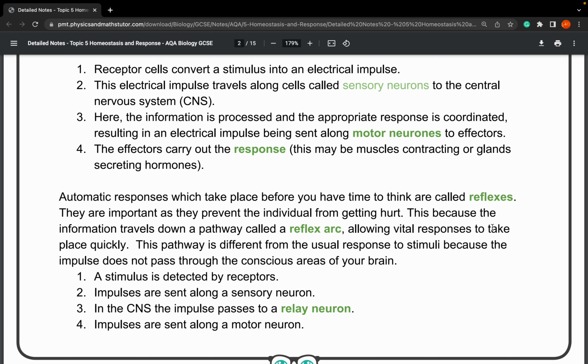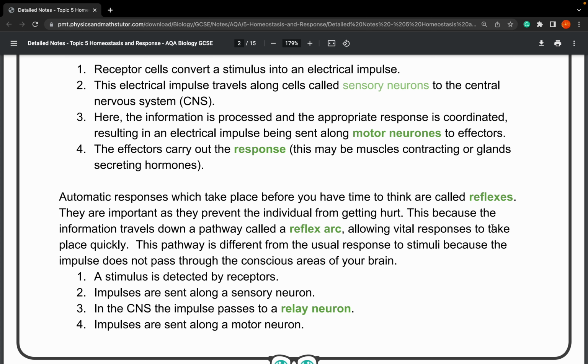Say for example, if your eye sees a danger stimulus like the presence of an insect, the presence of a tiger, then it is taken by the optic neuron, the brain processes it and sends it via the motor neuron to your legs, and the effectors are the legs which help you to run away from the danger. So effectors carry out the response. This may be muscles contracting, the only example which we discussed now, or glands secreting hormone. We are going to discuss this further.